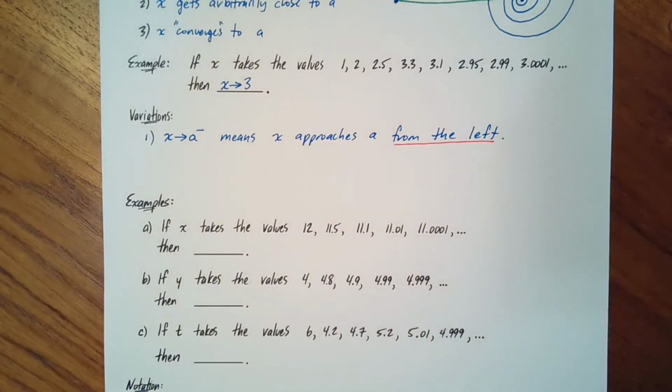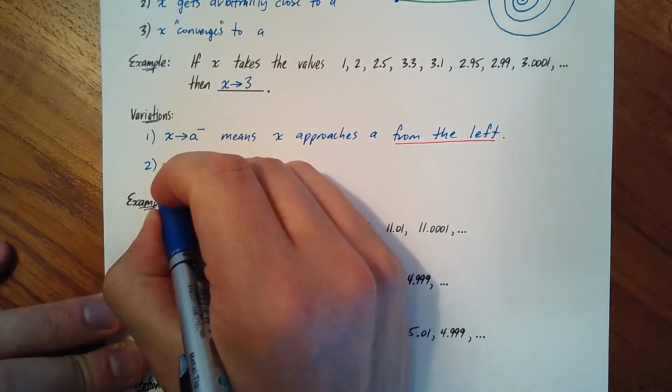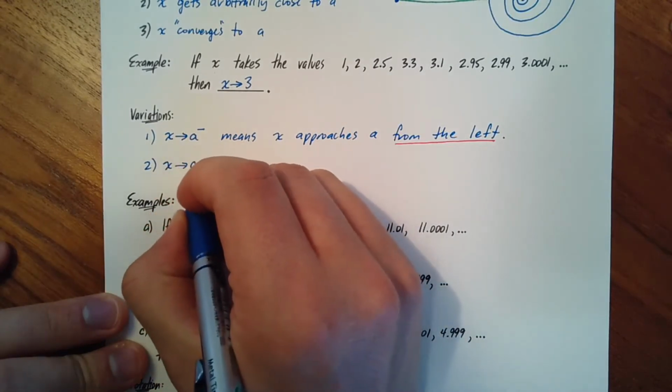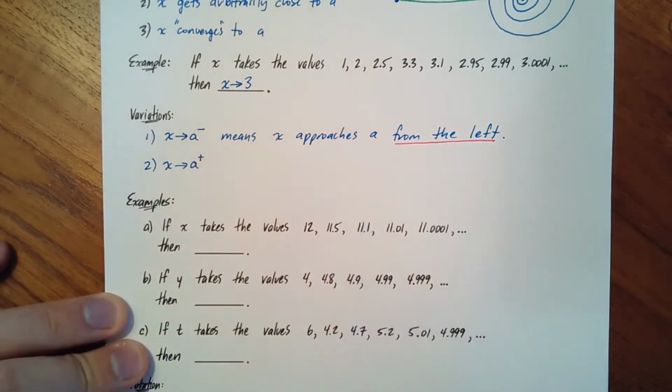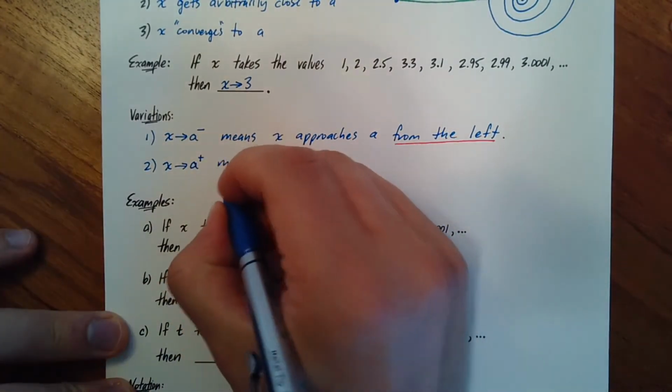And you might guess what the other variation is, but I'm going to include it anyway. You can write x converges or approaches a with a plus sign as a superscript. And that just means that x approaches a from the right.